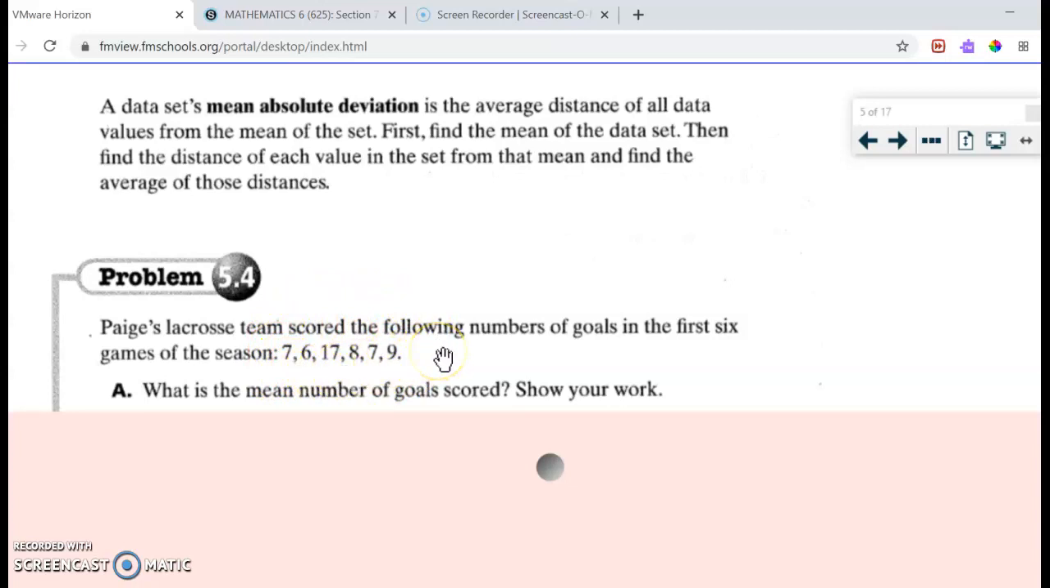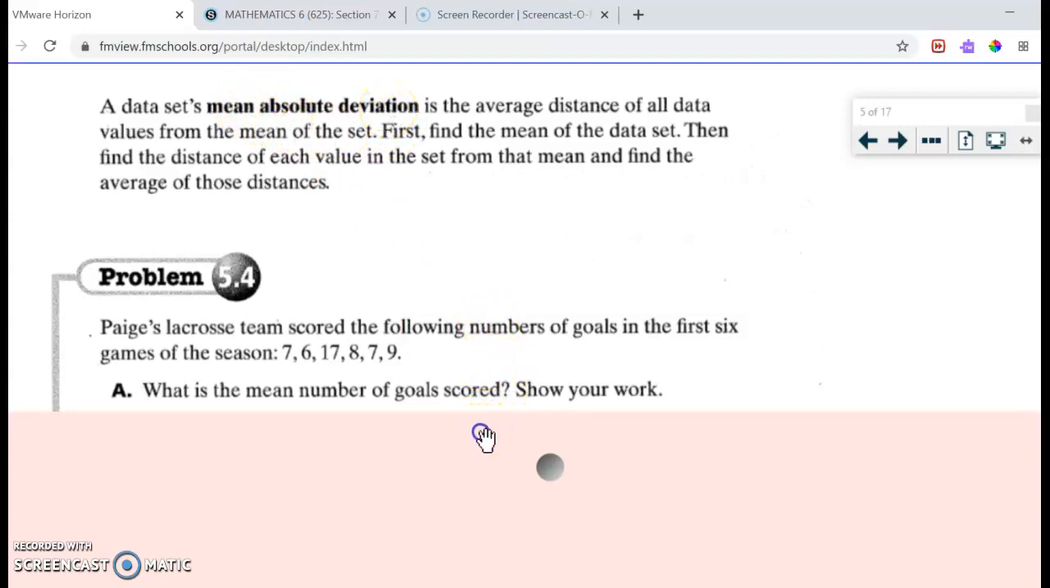Then remember, with the mean, we have to divide by the number in our data set. So 54 divided by, well, there's 6 in our data set, so 54 divided by 6 equals 9. So the mean number of goals scored in the first 6 games is 9. So that's step 1 in finding the mean absolute deviation.